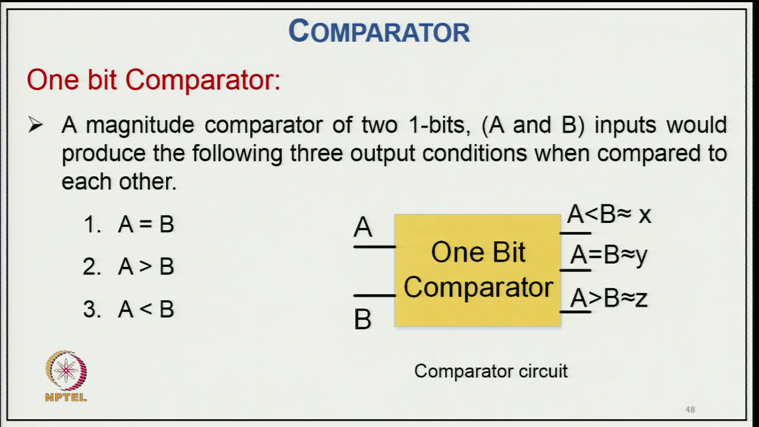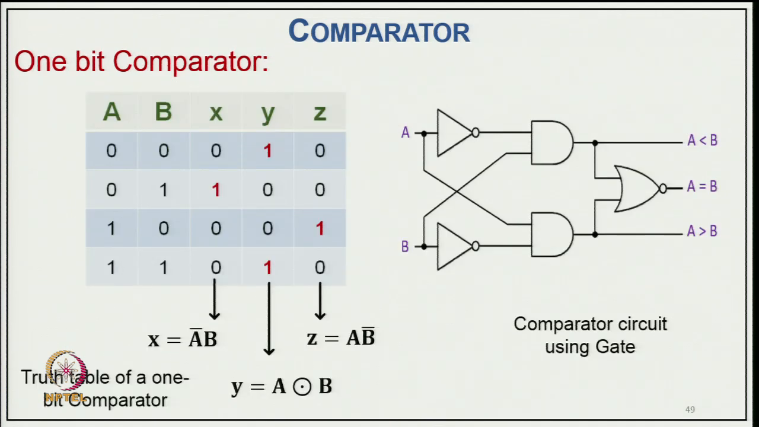And if A is less than B, we can represent the output as X; A equal to B, we represent as Y; and A greater than B, we represent as Z. And here is the truth table for A and B. When both A and B are equal, we will have Y as 1, that is the condition for when both are equal. This is the condition when A is less than B, so X is 1 only here, and this is the condition when A is greater than B, so Z is 1 here. X is 1 only when B is greater than A.